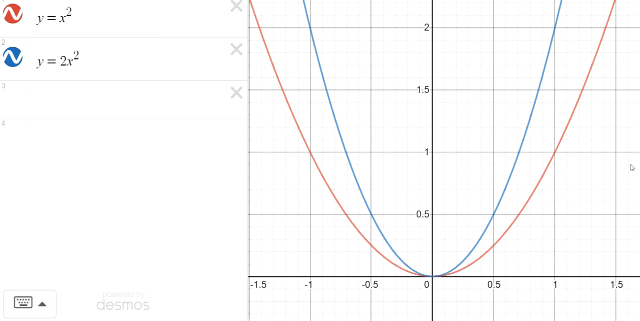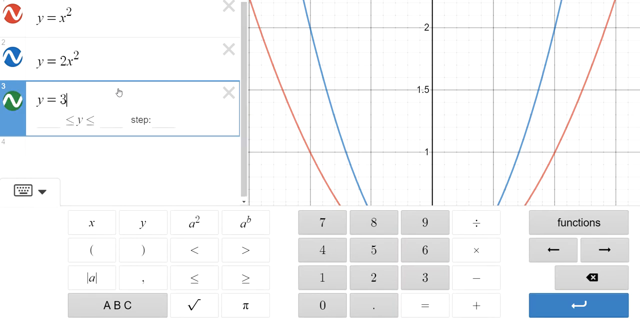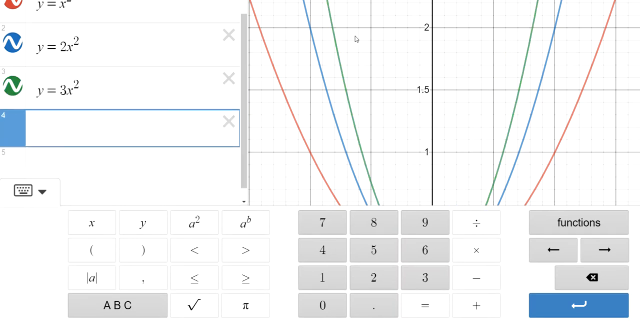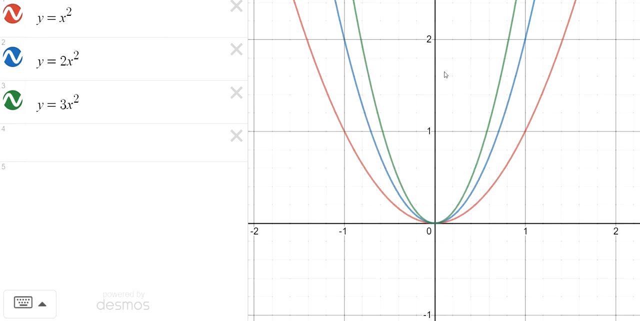Get it? Now, are these two graphs also symmetrical about the y-axis? Yes, they are. Do they have the same U shape? Yes. Do they have a minimum point? Yes. Okay, good. Now I think you're all smart people. Can you guess what the graph of y equals 3x squared looks like? Even narrower. Yes, okay, let's see. Y equals 3x squared. Okay, so you are right. You can't really tell the difference in color, but it is narrower.